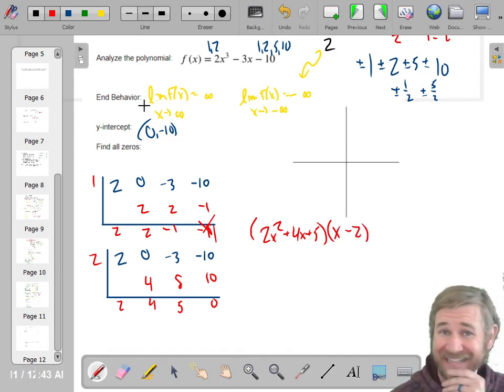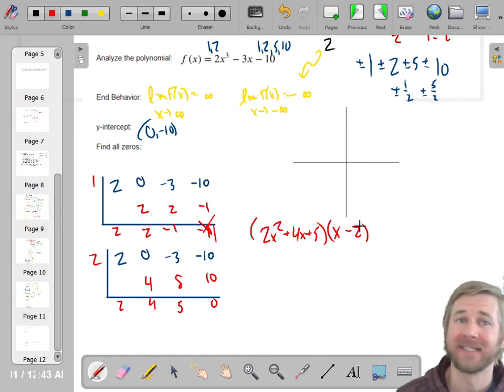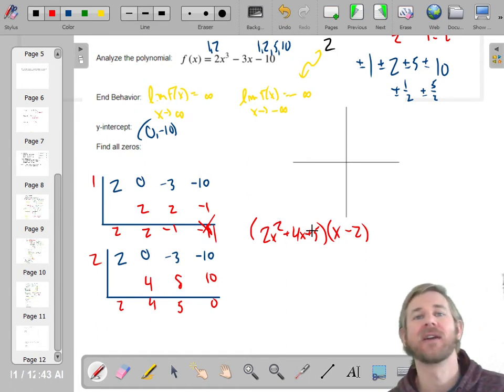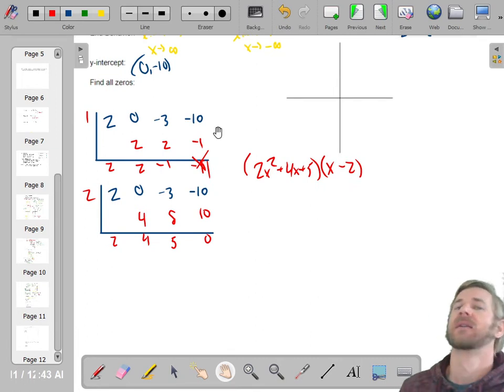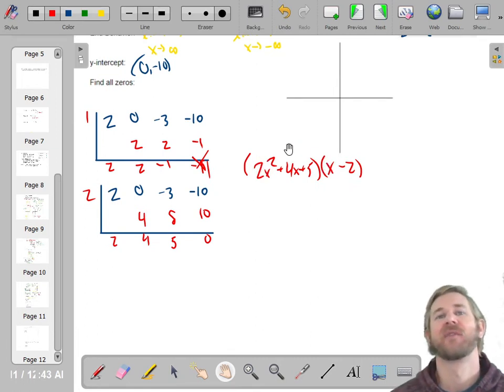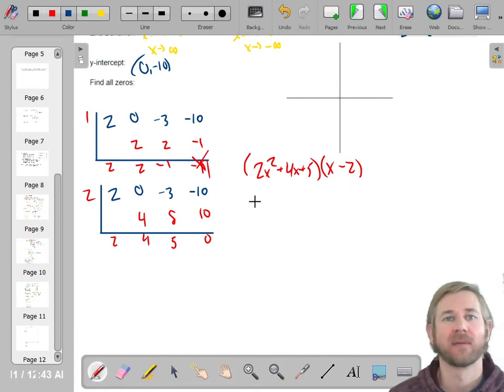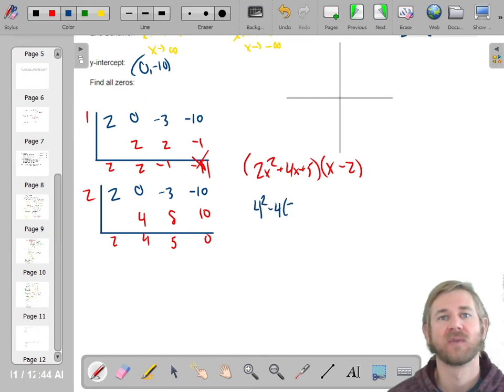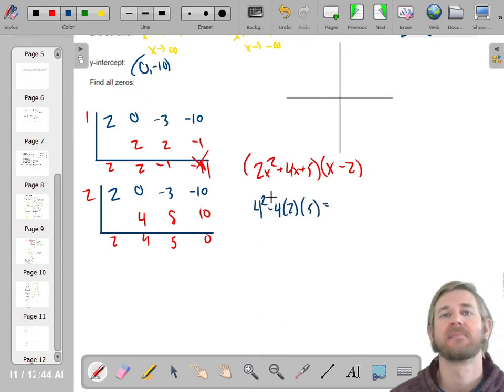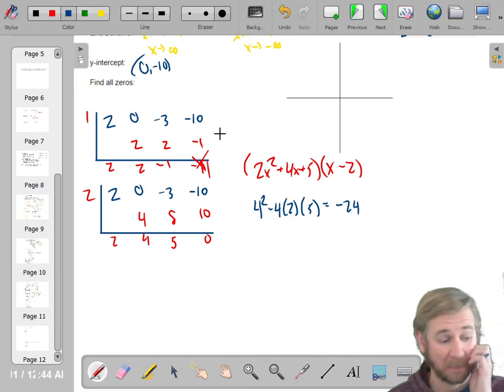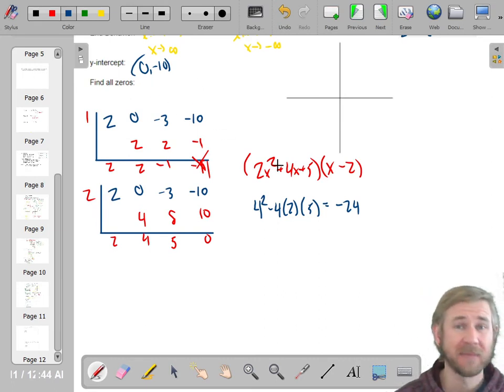Let's see. I got a quadratic. That's good. I got one of my zeros. Now I need to figure out how I'm going to solve this thing. Does anything multiply to 10 and add to 4? No. So we're going to do quadratic formula. b squared minus 4ac. 16 minus 8 times 5 is 40. 16 minus 40 is negative 24. Which I'm going to have to simplify.